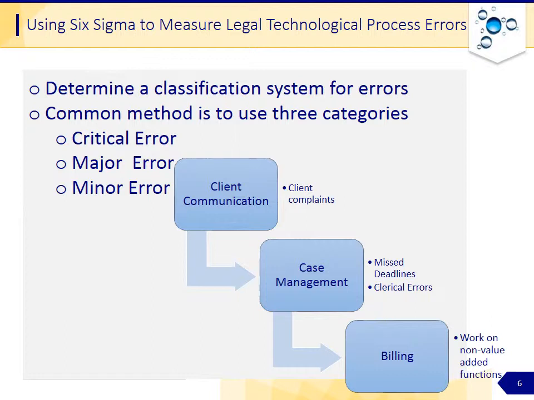Client complaints, that's an error. You zoned in on a particular issue, whatever that client complaint is. To get a complaint from a client is a problem if it has merit, especially if the complaint is being made to the bar, or if the complaint is being made through the filing of a lawsuit. Case management, an error that can come up in that particular process is missed deadlines and clerical errors.